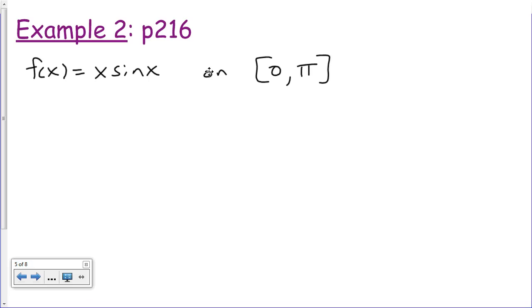Which makes sense, because when x is equal to 0, sine of 0, of course, is 0. And then pi units later, at x equals pi, sine of pi is 0 again. At 2 pi, it'd be 0 again, and so forth. Okay? All right. That's the first part of the question.